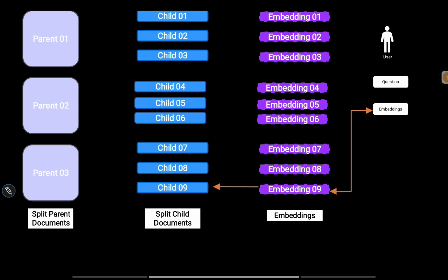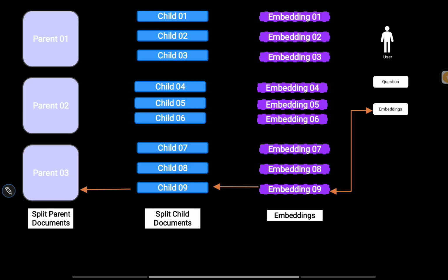But in case you want to get more context to your question, then what we can do is, using this child embedding, we can also retrieve the parent embedding, right? Which will give you more context to the question we are trying to solve, right?